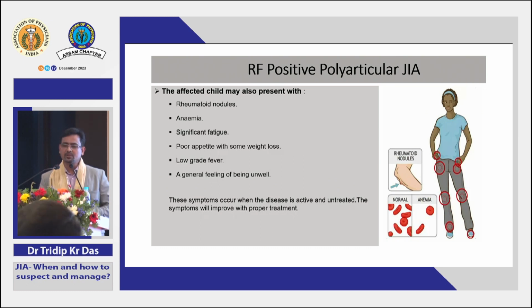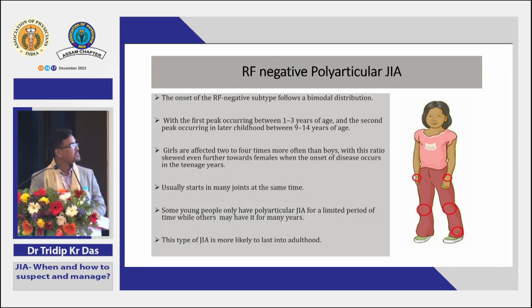So the affected child may also present with other features such as rheumatoid nodules and anemia. There will also be constitutional symptoms like significant fatigue, poor appetite, low-grade fever, and poor general well-being. If you talk about RF negative polyarthritis, the onset has a bimodal distribution. One, the child will be very young, presenting at an age of less than 5 years. The other may present at a later age of around 9 to 11 years. Girls are in fact more affected than boys in this case also, and it usually starts in many joints at the same time. These are not symmetrical in onset; these are basically asymmetrical. And this type of JIA may run into adulthood.